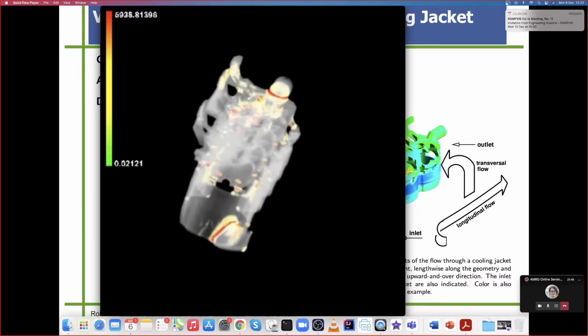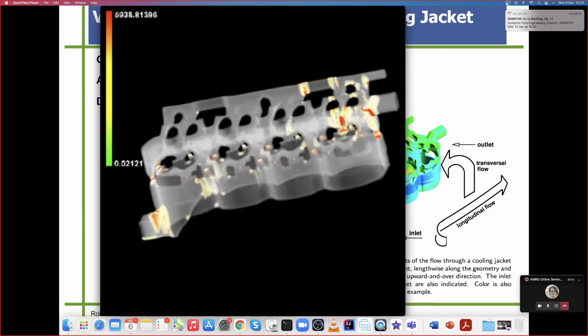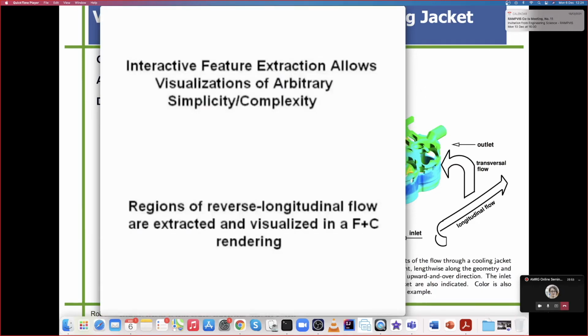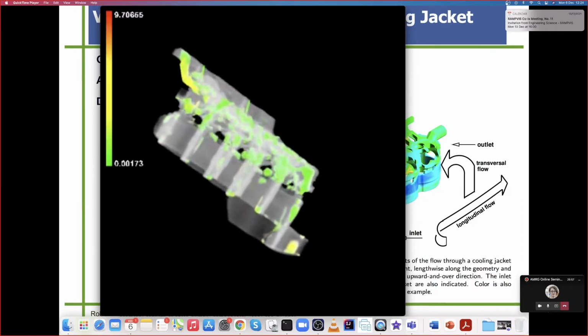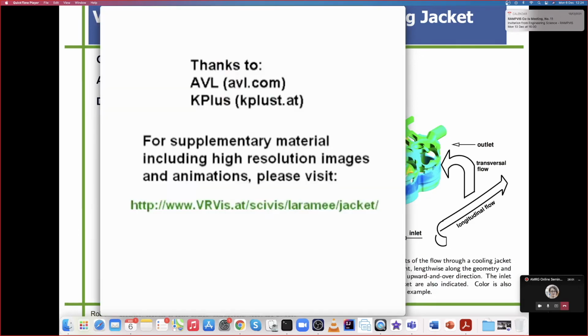This is using volume visualization to visualize specific areas in the cooling jacket that have a high pressure gradient. That's another property that they're trying to minimize. In the perfect cooling jacket, there would be no pressure gradient. The pressure at the inlet and the pressure at the outlet would be exactly the same.